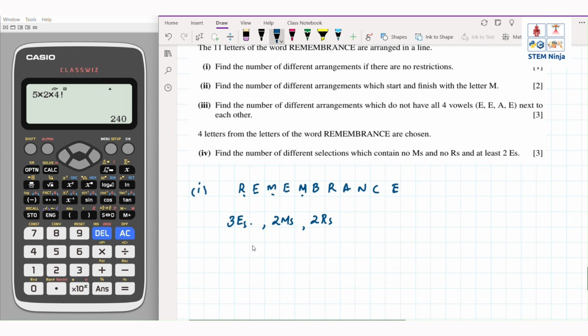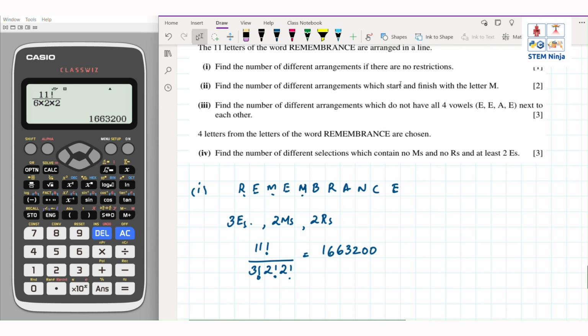So the first part is easy. Different arrangements would be 11 factorial divided by 3 identical E's, 2 identical M's, and 2 identical R's. So 11 factorial. 3 factorial is 6 times by 2 times by 2. This number 1663200.